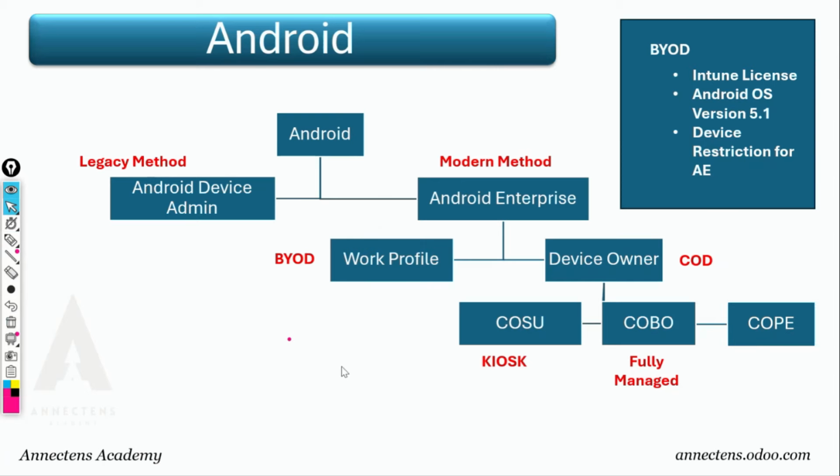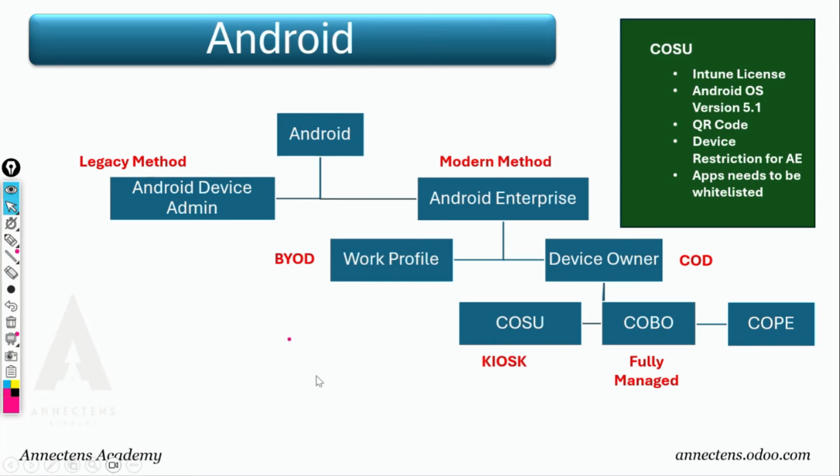So COSU, as we talked about, requires an Intune license. We require Android version 5.1 or later. A QR code is required to set this COSU profile; without the QR code we will not be able to set it. We also need device restriction for Android Enterprise, otherwise the user will get stuck setting up in admin mode. So we require a restriction set for that user, and applications need to be whitelisted.